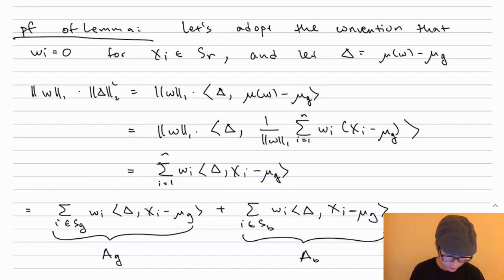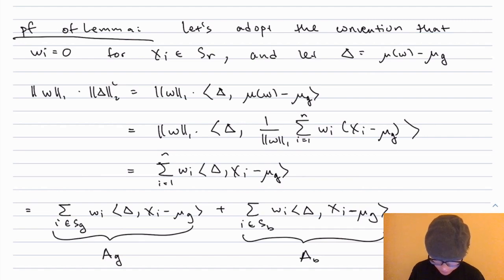So what is this quantity? Well, let me just expand it out in a slightly weird way. I'm just going to keep the L1 norm of W as is. I'm going to write this as delta inner product mu of W minus mu sub G. So I'm going to keep one delta as is, and I'm going to write one other copy of delta as this expanded form for some reason.